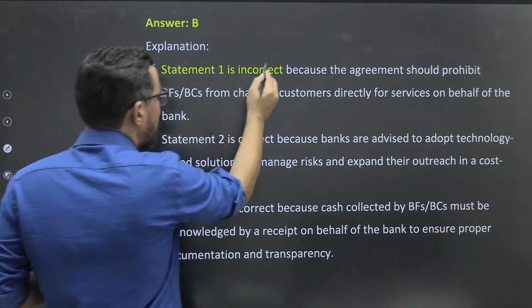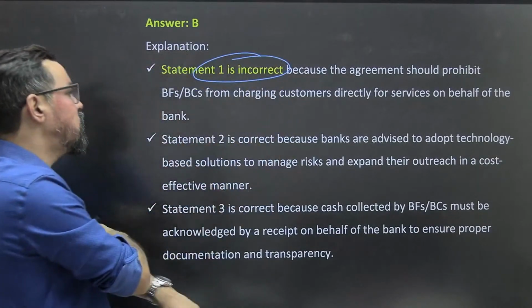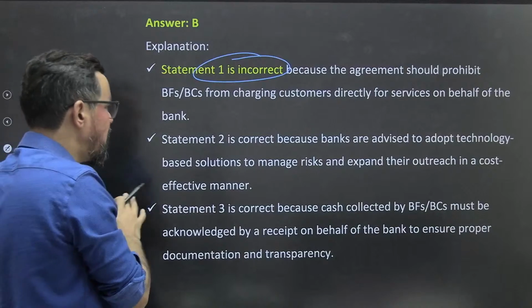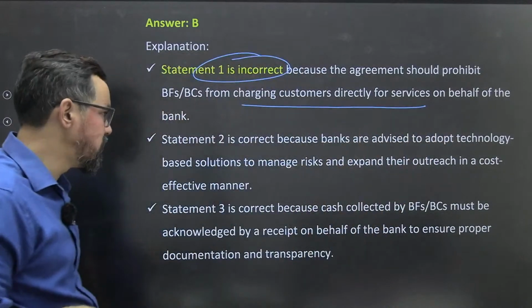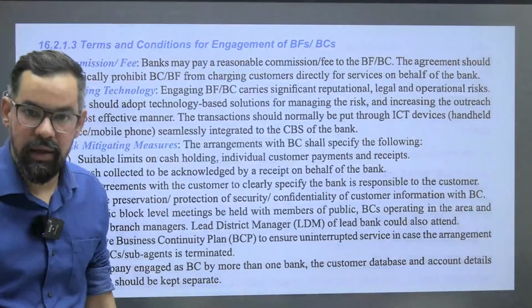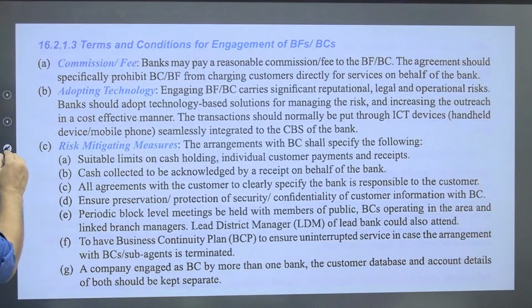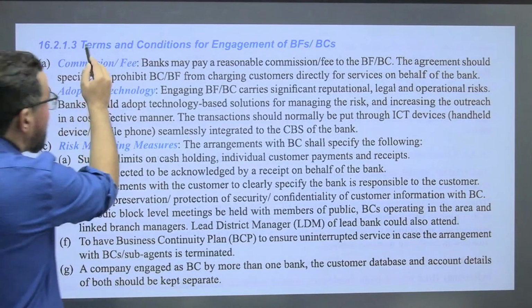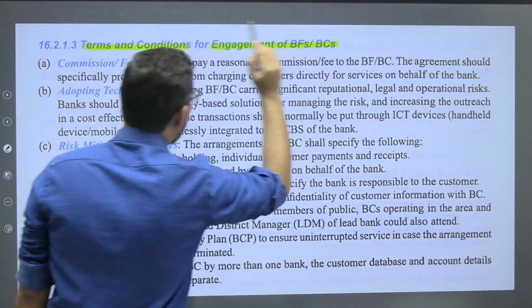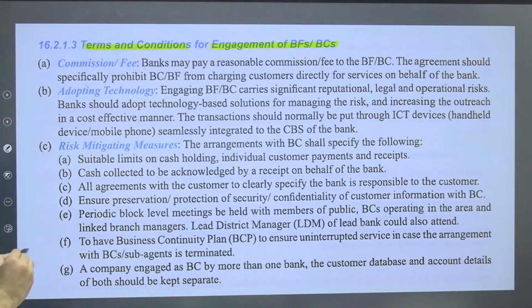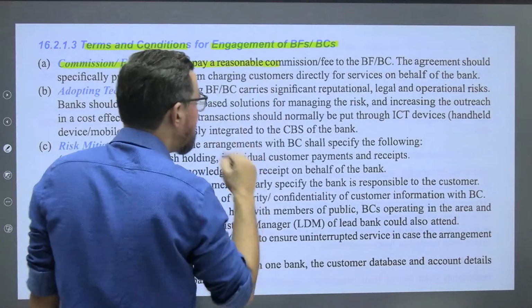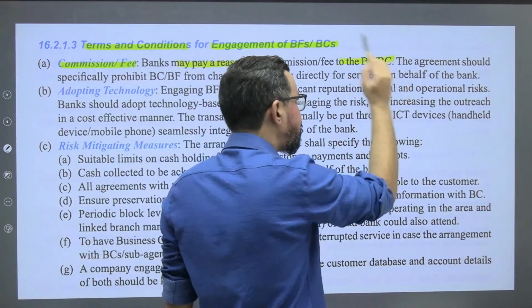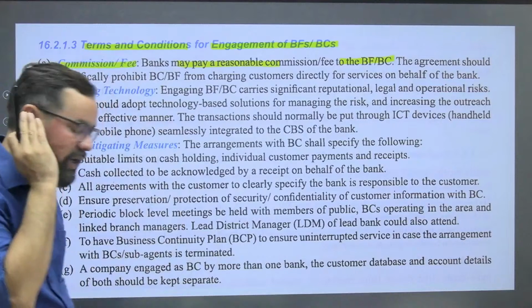So statement one was incorrect because the agreement should prohibit BCs and BFs from charging customers directly for services on behalf of the bank. The rest two statements are correct. Okay, now we have to go through this in detail, a very important aspect. Terms and conditions for engagement of business facilitator and correspondent. Commission or fee: the bank may pay a reasonable commission or fee to the business facilitator and correspondent.